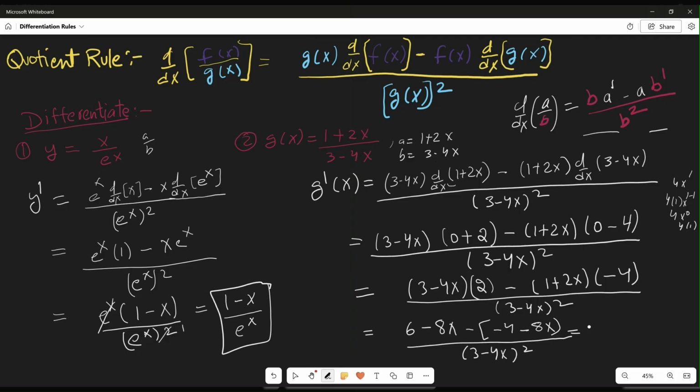So this is equal to 6 minus 8x. Negative times negative 4 is plus 4. Negative times negative 8x is plus 8x. Okay, so the minus 8x and plus 8x cancel out. We have this answer: 6 plus 4 is 10, over 3 minus 4x squared.